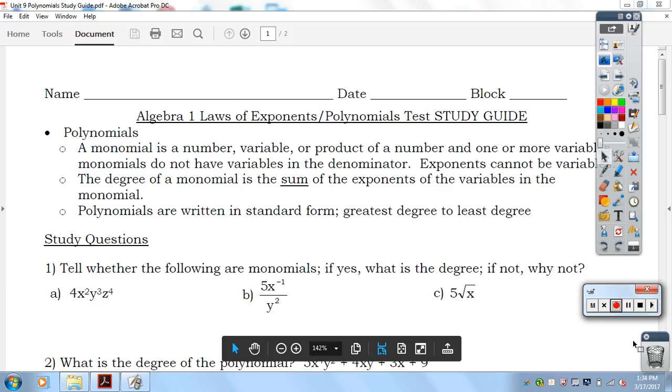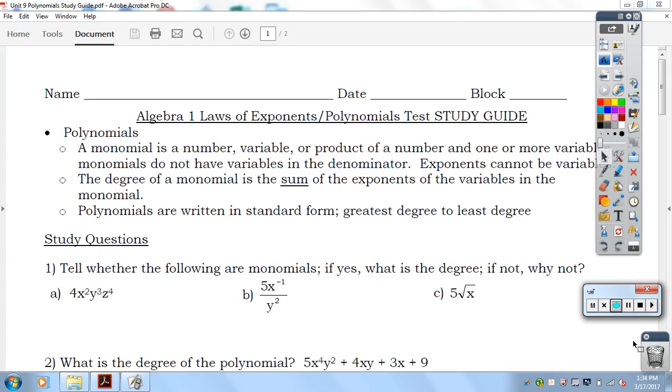This is the answer key to the polynomials study guide for Algebra 1. So we're talking about what a polynomial is.